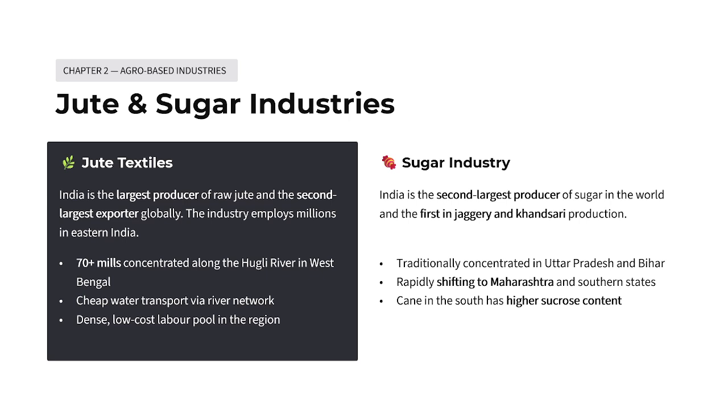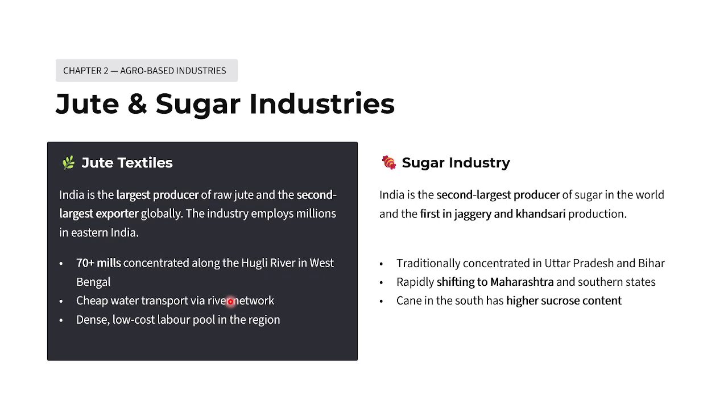The important point you have to remember, let me show with the highlighter: 70 plus mills are there along the Hooghly River in West Bengal.